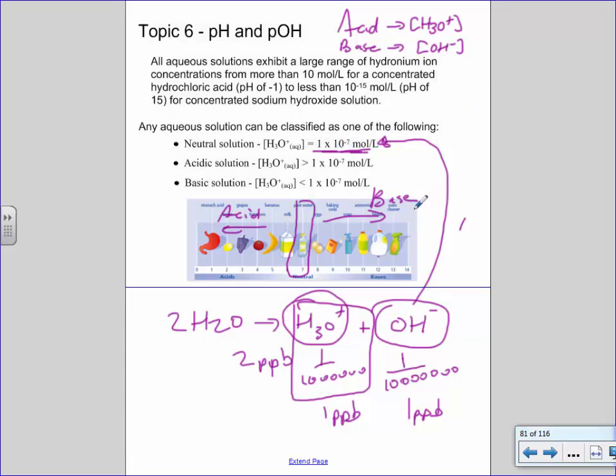Well, then if we consider this to be neutral, then anything that has more acid in it than water does is an acid. And anything that has less hydronium in it would then be a base. And now we can start to numerically rank these things.